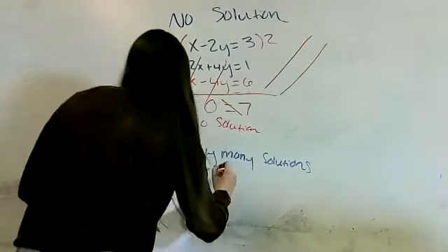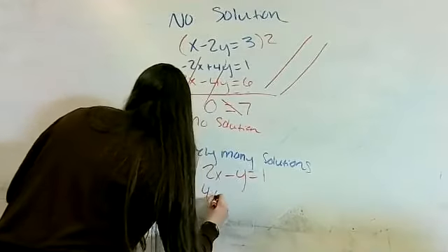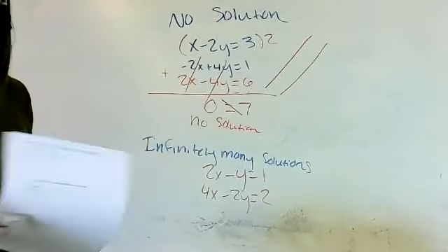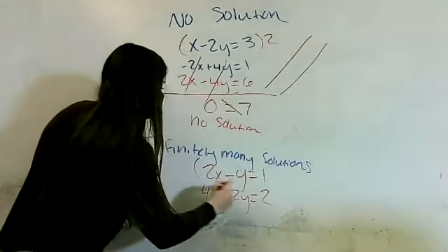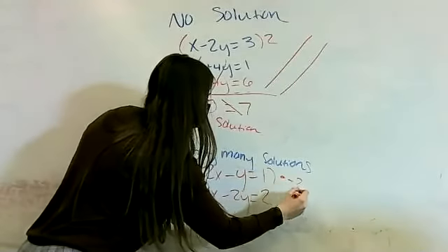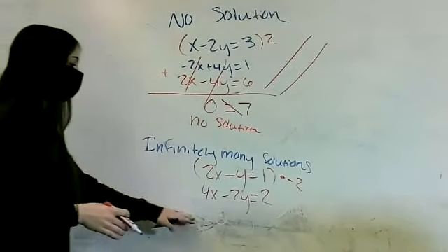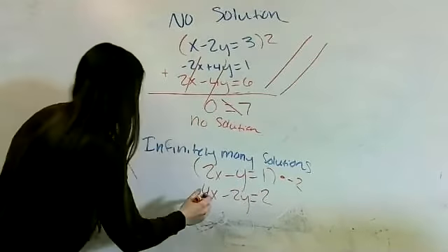Next problem. 2x minus y equals 1. 4x minus 2y equals 2. This one, everything cancels out. What did you multiply by? -2. Okay, so you had to introduce the negative, no matter what scenario you chose. We have positives, negatives, negatives.